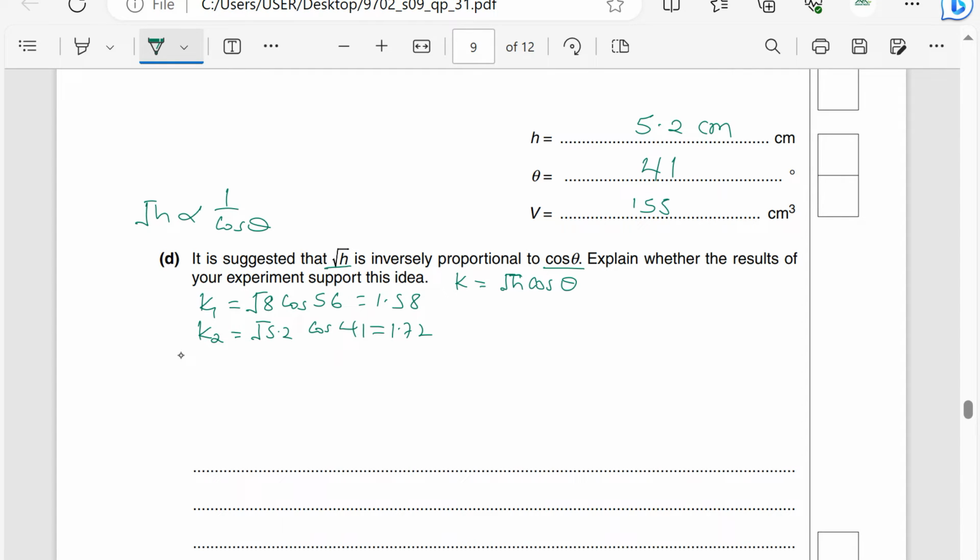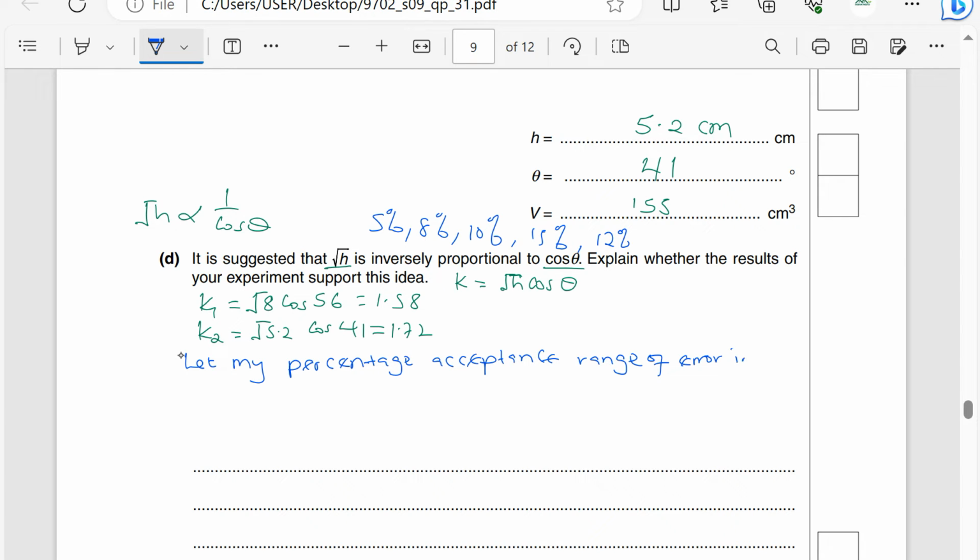So explain whether the results of your experiment support this idea. First of all, we are going to choose a criterion that we check against. As a teacher, I told you you have to encourage your students to choose a criterion to test against. And I told you that I normally tell my students to choose between 5%, 8%, 10%, 15%. That is the most, and even 12%. So a student will say, let my percentage acceptance range of error in k values.